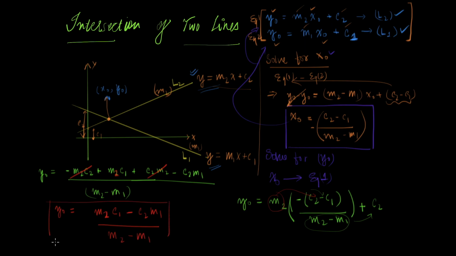So that is how we would choose to solve and simplify the equations and obtain values for x sub 0 and y sub 0. So if we are given the equations of the lines, that is, if we are given m sub 2, c sub 2, m sub 1 and c sub 1, these four values, we know that the intersection point would be of this form, the x-coordinate of the point would be this, and the y-coordinate would be that.